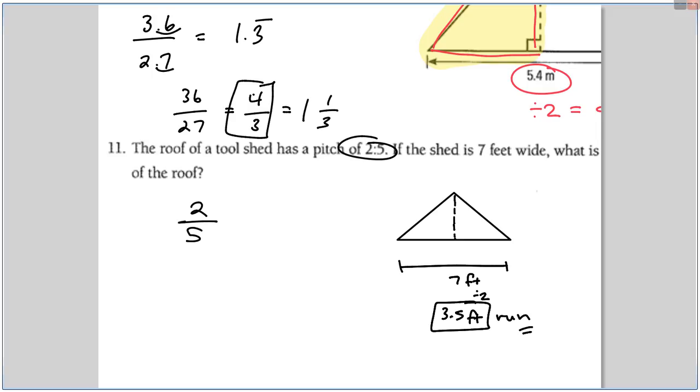It says, what is the rise of the roof? So that's, call that h, the height of the roof. Height, the rise, goes in the numerator. The denominator would be 3.5. Cross multiply, make the fish symbol. 2 times 3.5 divided by 5. I got 1.4 is the height. What do you think? Life is good? Sure.